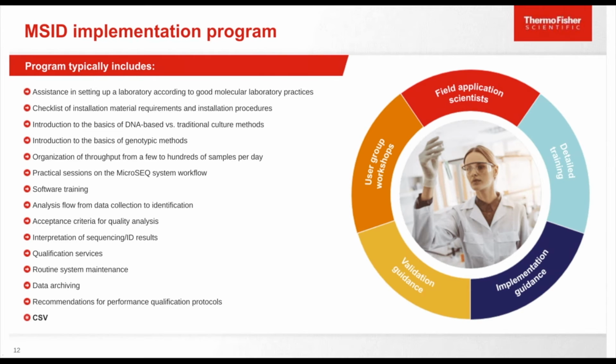Our support doesn't end. We're there for software training. We're there for analysis from data collection through identification. We talk with them about what good acceptance criteria is and interpretation of the sequencing ID results. We talk with them about routine system maintenance so that they know the best practices of their instrument and of their software. We talk with them about data archiving, and we talk with them about recommended performance qualifications. And that's all before we get to the computer system validation.